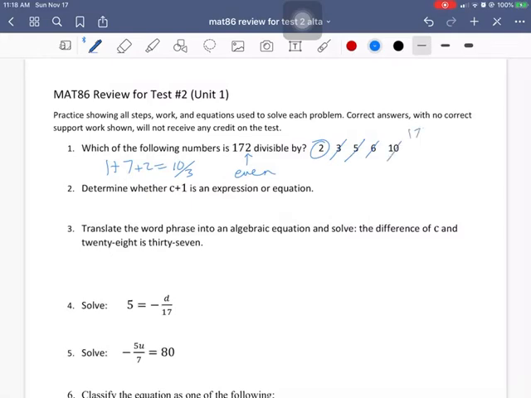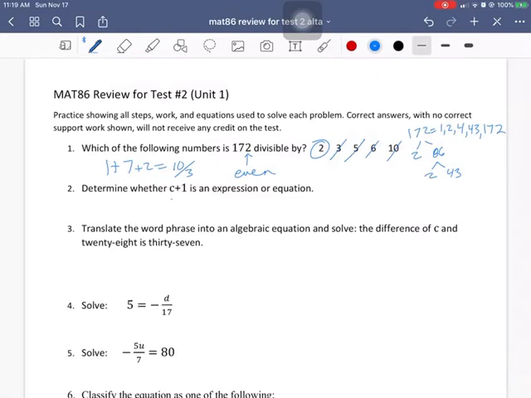Let's check that. 172 is divisible by 2. You get an 86. And then 2 more, because that's still even, you get a 43. 43 is a prime number. So the factors of 172 are 1, 2, 4, 43, and 172. So 2 is the only one on that list.